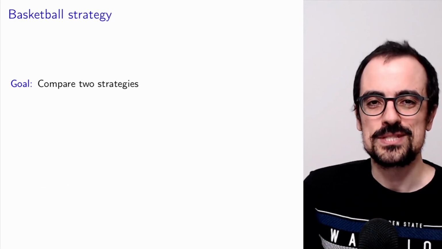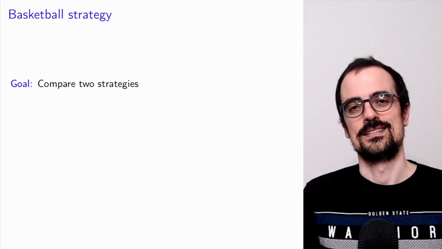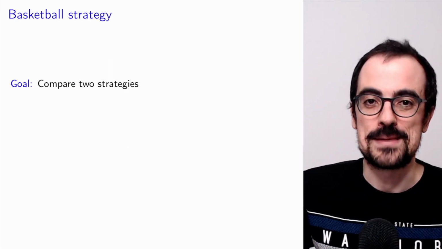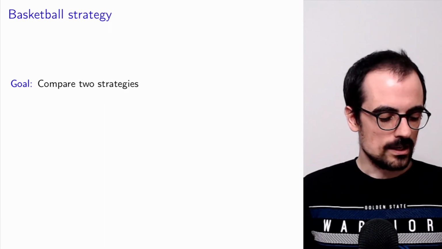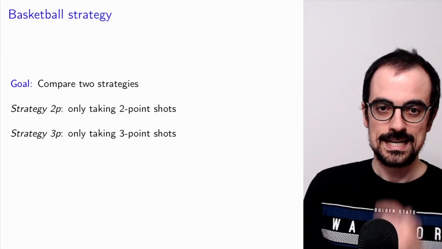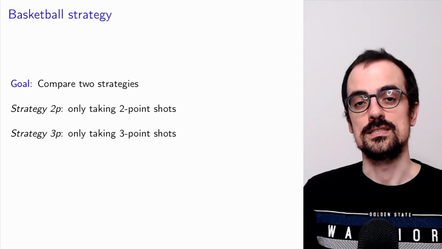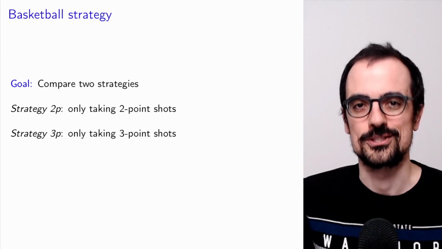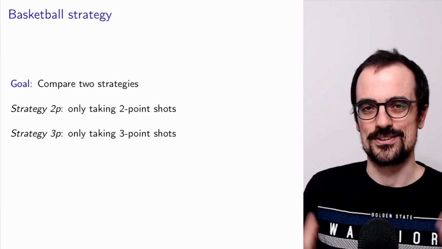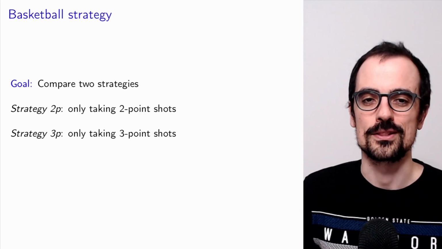So now we're going to use this approximation to do some probabilistic modeling. Here we want to compare two possible strategies of a basketball team. In one of the strategies, the team only shoots 2-point shots. And in the other strategy, the team only shoots 3-point shots. And to compare these strategies, we're basically going to make them play against each other. This is kind of the game here, what we're trying to model.